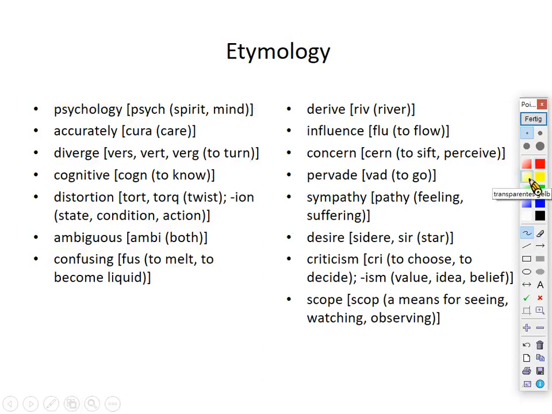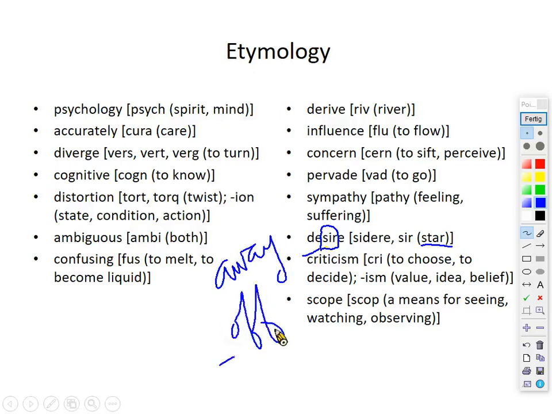And this one, desire, is interesting. Actually, sire, S-I-R, is star. So, de means away or off. So look here, desire means you want something from the star, away from the star, you desire, right? And how about consider?